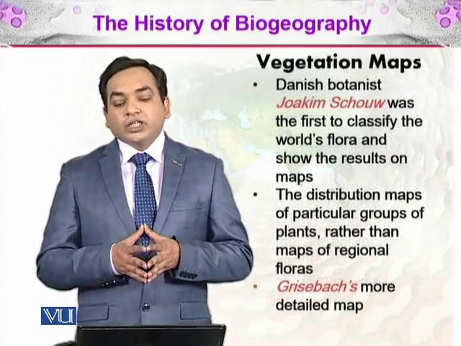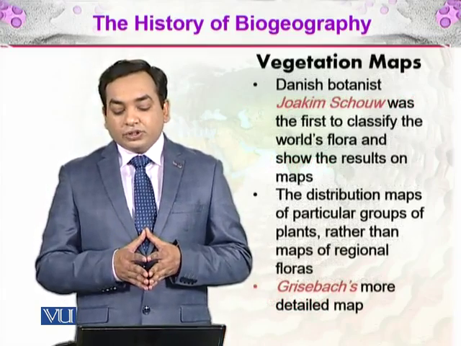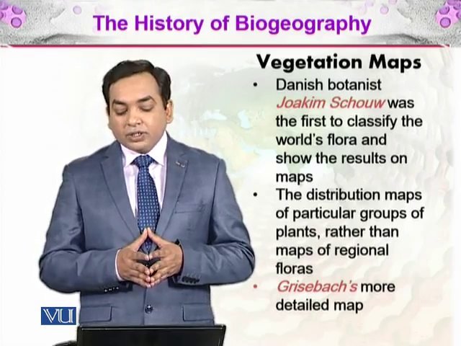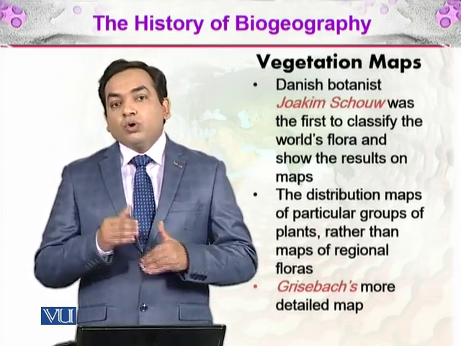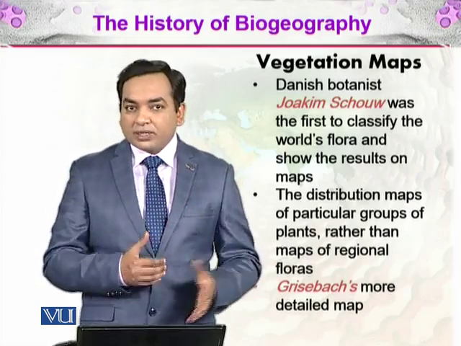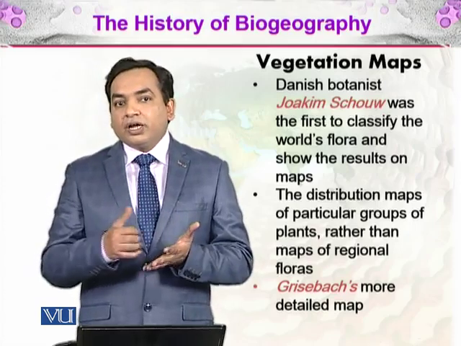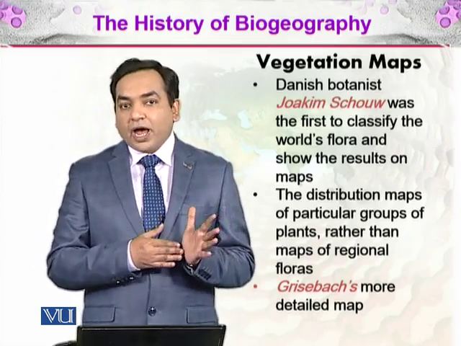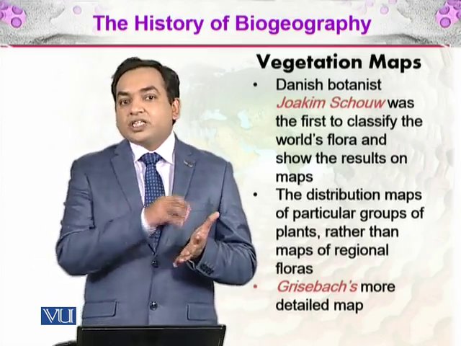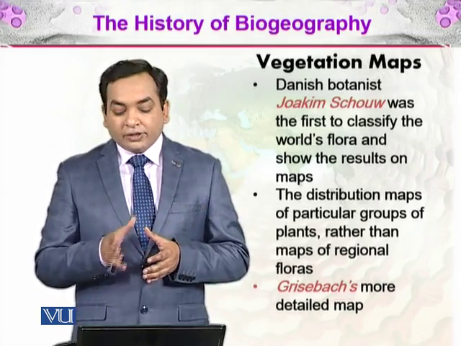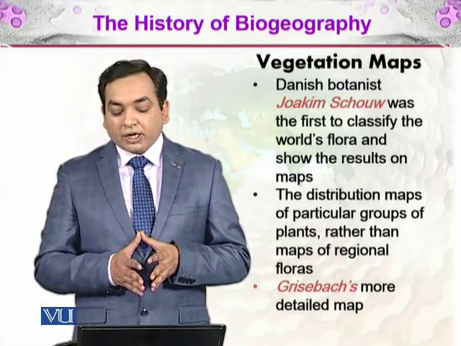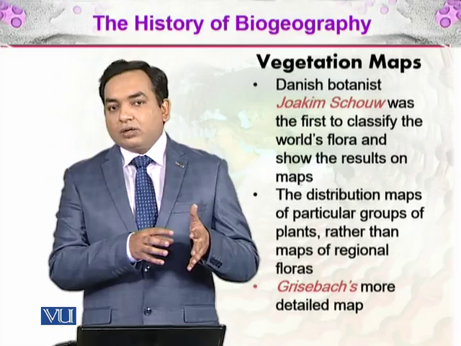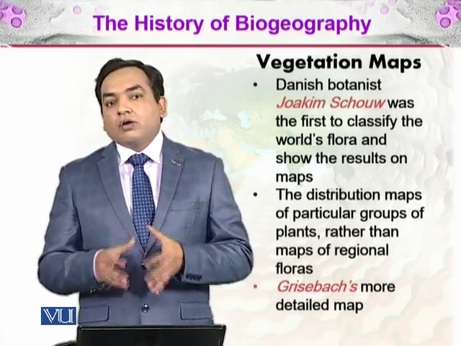And then there were different vegetation maps. For example, the Danish botanist Joachim Schouw was the first to classify the world's flora and show the results on a map. He took some plants and elaborated their distribution onto a map, showing that these plants are present in these different areas of the world. It was a distribution map of a particular group of plants rather than a map of regional flora, not all the plants of the region.